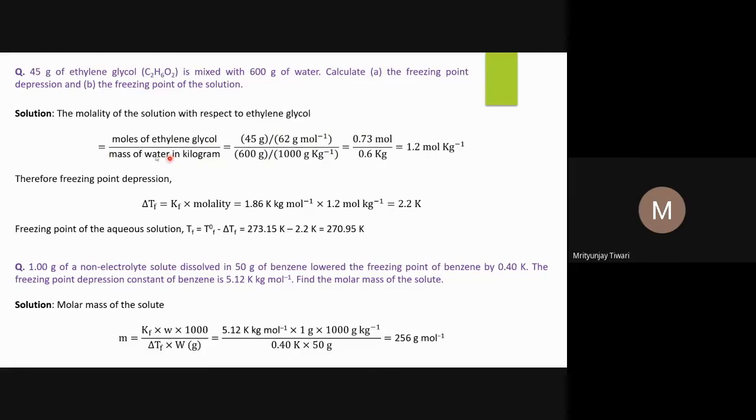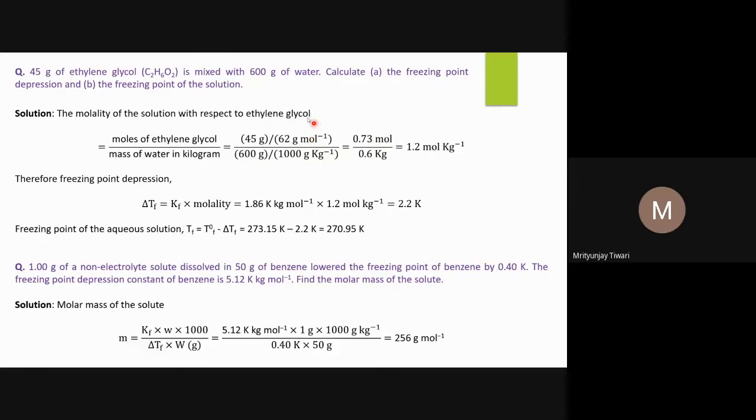solvent in kilogram, and solvent here is water, so mass of water in kilogram, and 600 gram of water is given. To convert into the kilogram, what we do, we divide this number with 1000 gram per kilogram, because 1 kilogram is equal to 1000 gram, so we write 1000 gram per kilogram, and the 600 gram divided by 1000 gram per kilogram is what? So after solving this, you get 0.73 mole.